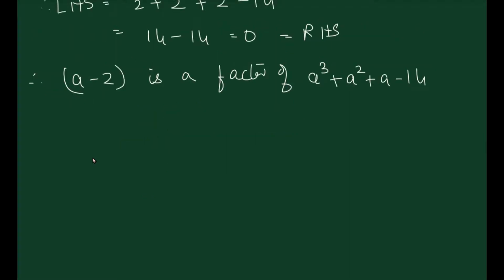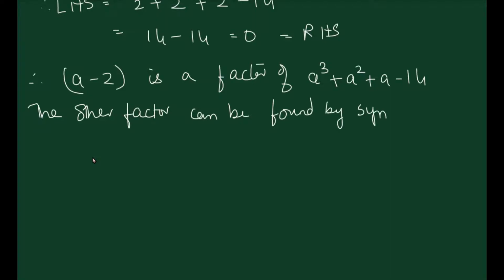Thus we found one factor of the given expression. What about the other factor? There are many methods of finding the other factor. We will use the method of synthetic division. So the other factor can be found by synthetic division.